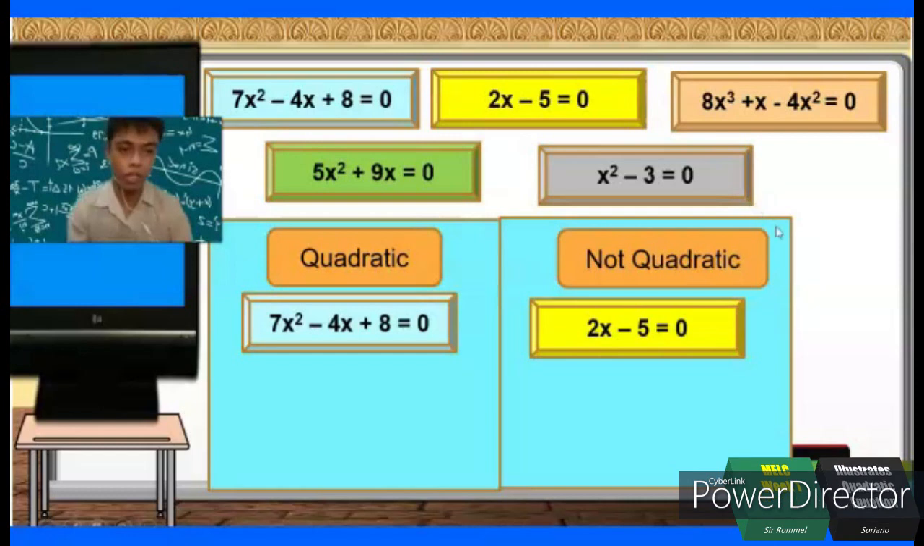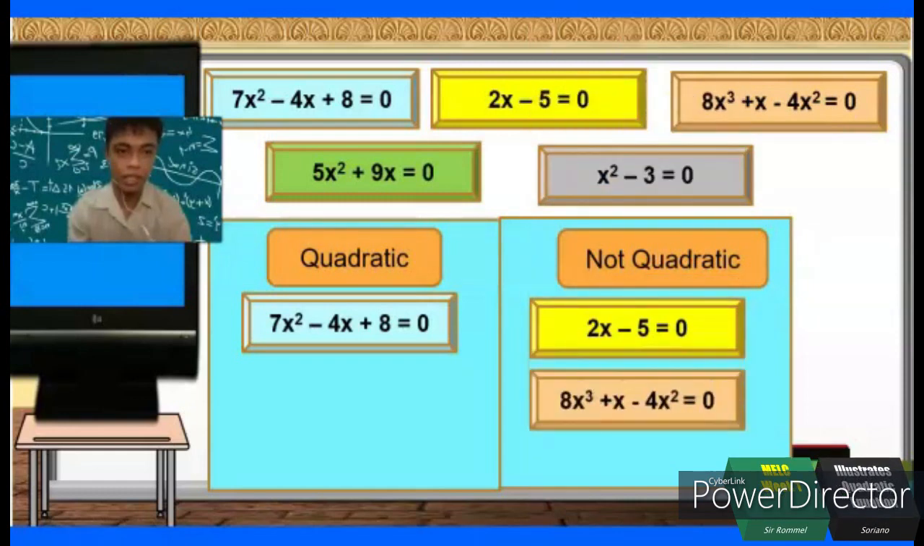For third equation, 8x raised to 3 plus x minus 4x squared is equal to 0. Anyone? So, quadratic ba or not quadratic? Okay, the answer is not quadratic. Bakit? Kasi kahit na mayroon siya exponent na 2, pero tingnan mo yung pinakamataas na exponent ng variable x. So, ang pinakamataas is 3. So, still not quadratic pa rin siya.